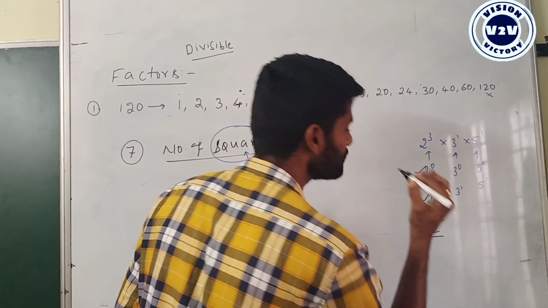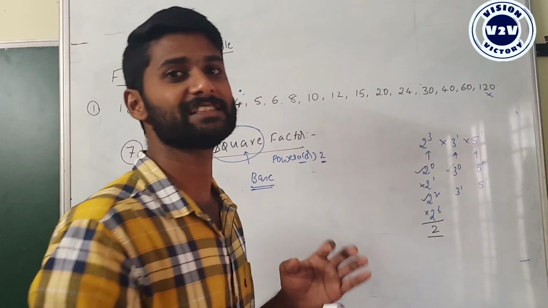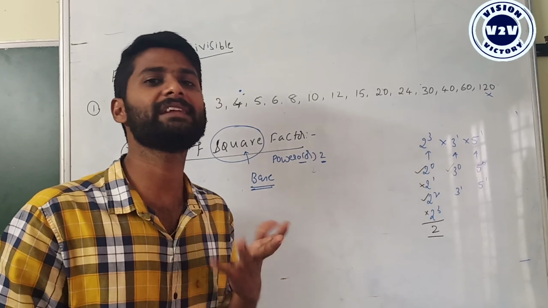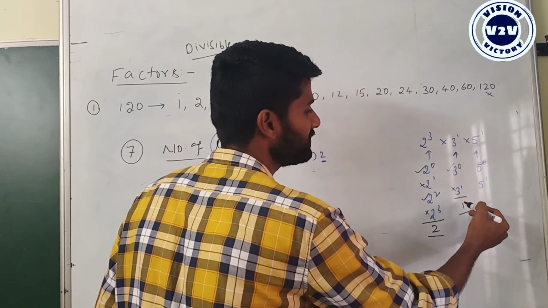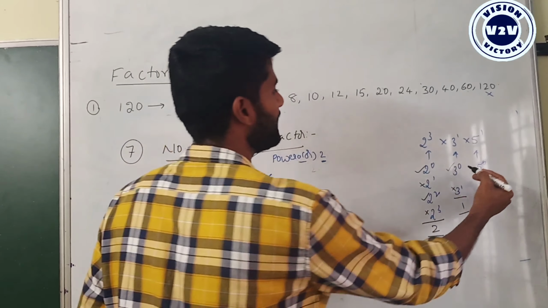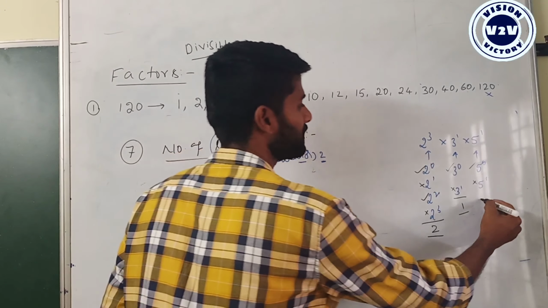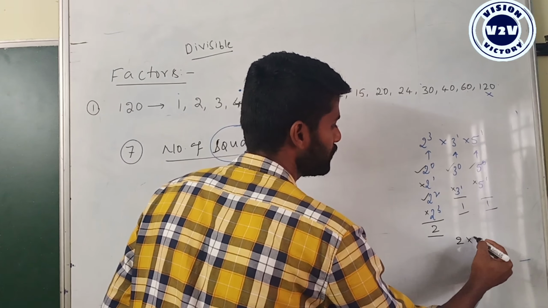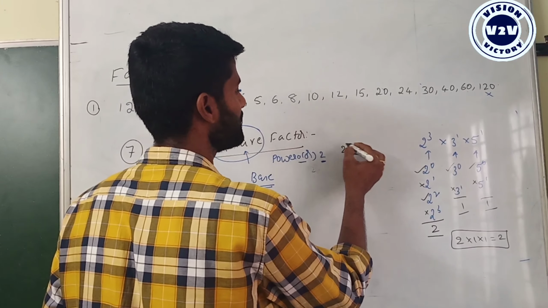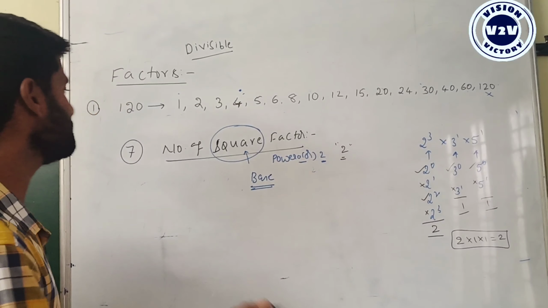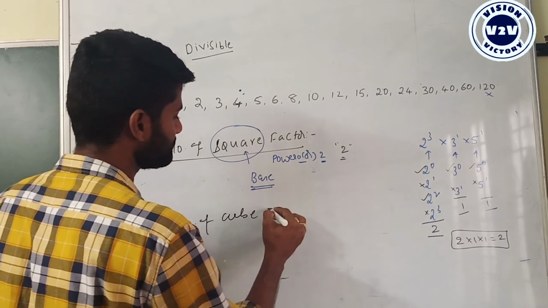We get 2 factors here. And see, 3 power 0 is a perfect square value, because 3 power 0 becomes 1, and 1 is a perfect square value. And 3 power 1 is not. So definitely we get 1 number. And again 5 power 0, 1 is a square number, and 5 power 1 is not a square number. Here we get 1. So that's why 2 into 1 into 1, the total number of square factors is 2 only. So the answer is 2.